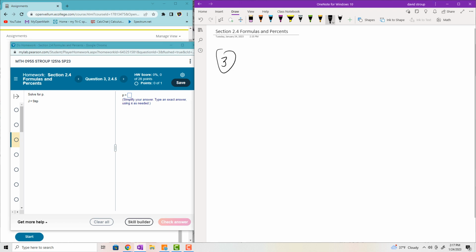This is number 3. I have J equals 9 pi times p, and they want you to solve for p. First things first, if you have a capital J, like I have, when you write in your answer in the computer, you're going to have to use a capital J. So what am I trying to say? I'm trying to say it's case sensitive.